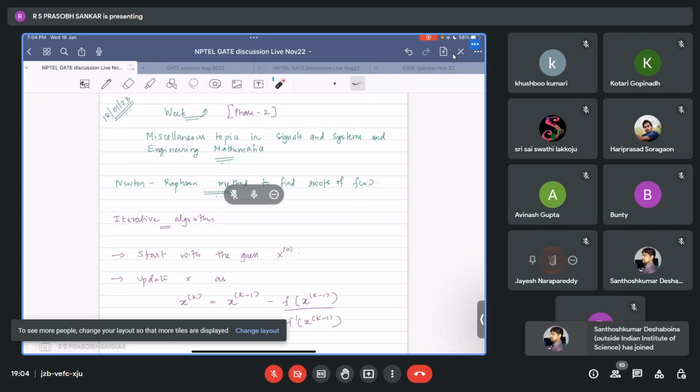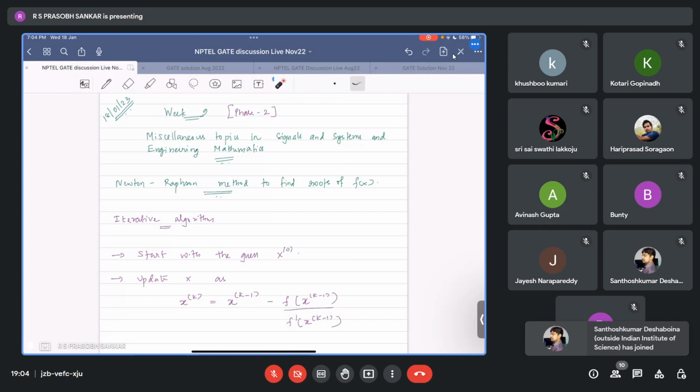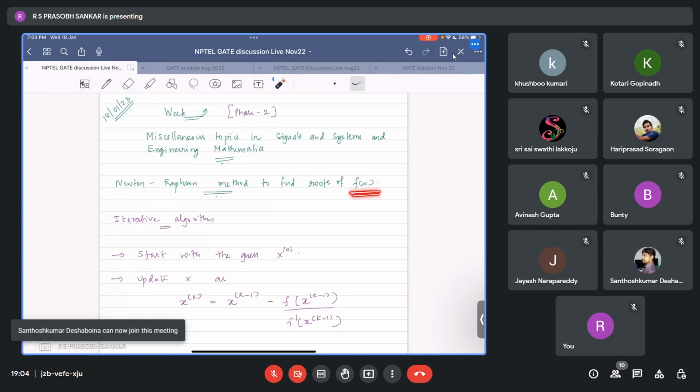We'll begin by solving a question related to what is known as the Newton-Raphson method to find roots of f of x. For this GATE EC paper, I think there's a section on numerical methods. Related to that, once in a while questions from these topics will come. So let us begin by discussing the Newton-Raphson method to find roots of f of x.